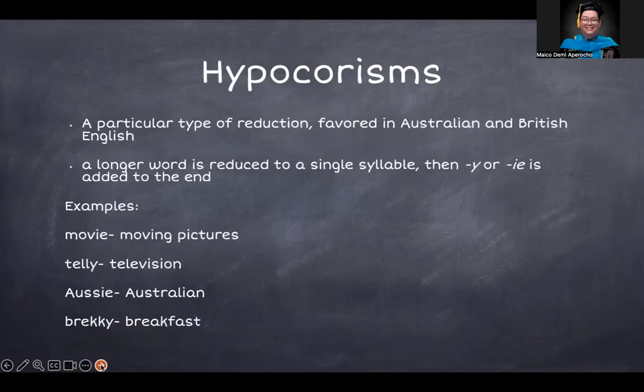And then we also have the process called hypocorism. Hypocorism is a particular type of reduction, which is favored in Australian and British English. A longer word is reduced to a single syllable, then Y or IE is added to the end. So here, I want you to understand that English has varieties. And these varieties collectively are what we call world Englishes.